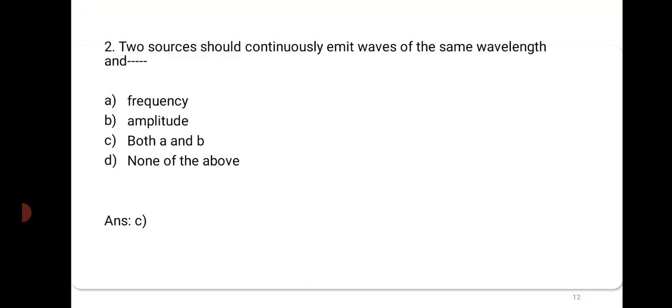Second question: two sources should continuously emit waves of the same wavelength and option A, frequency; option B, amplitude; option C, both A and B; option D, none of the above. Two sources should continuously emit waves of the same wavelength, amplitude and frequency. Therefore, the answer is option C, both A and B.